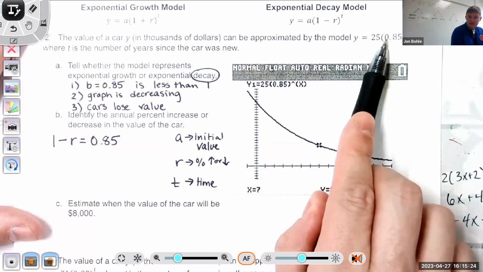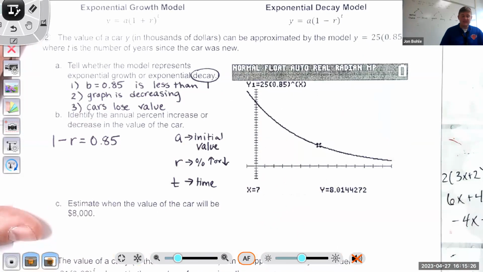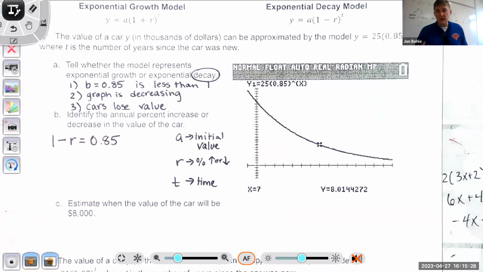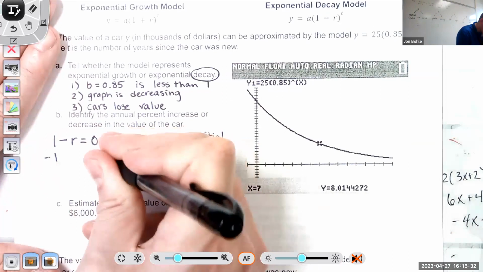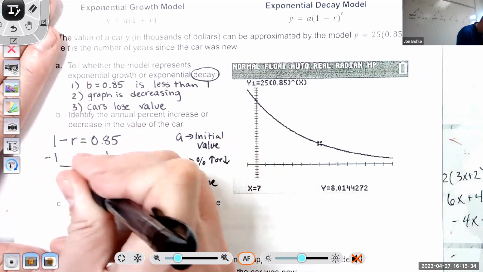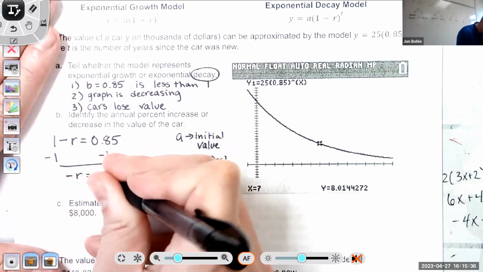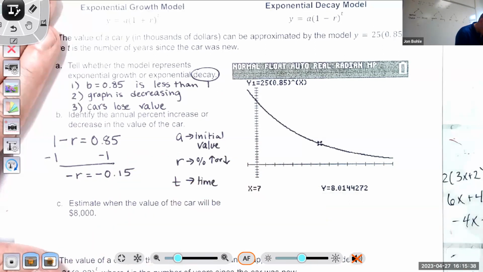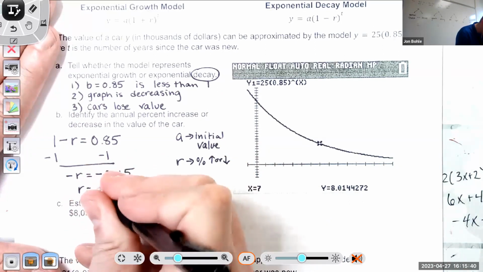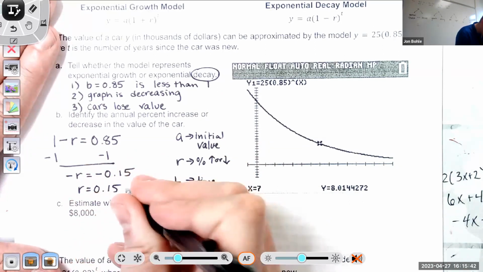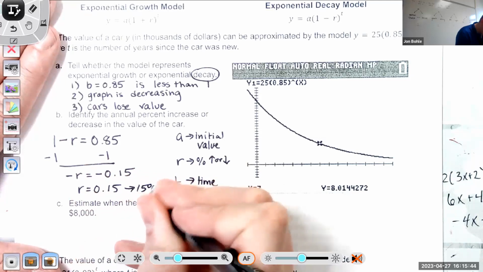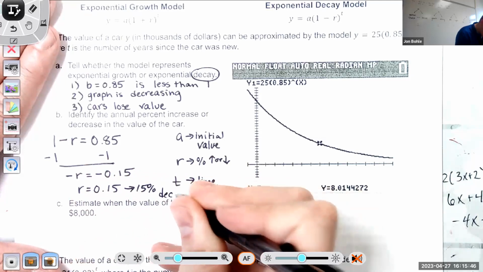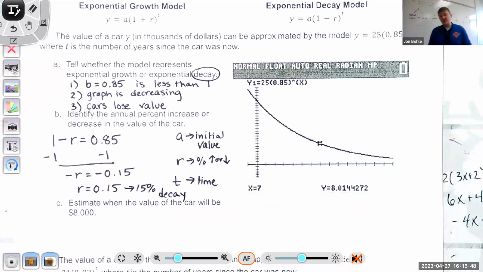So this number here is going to be equal to this. They're both in sets of parentheses, they're both being raised to a power, and so all I have to do is solve. Minus 1: the opposite of r is equal to negative 0.15. Divide by negative 1, r is equal to 0.15, which is a 15% decay. So what does this mean? This means that this car loses its value by 15% every single year.